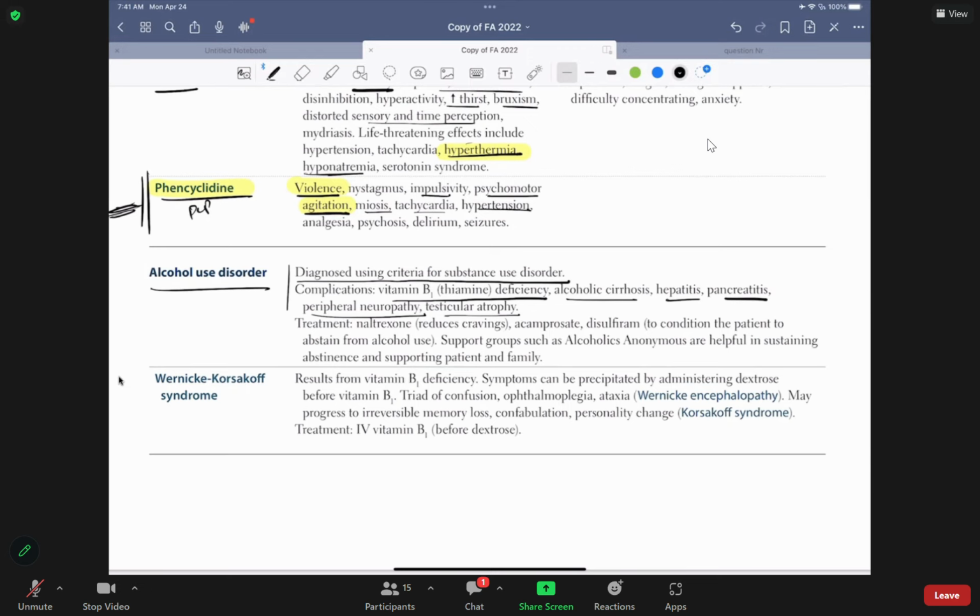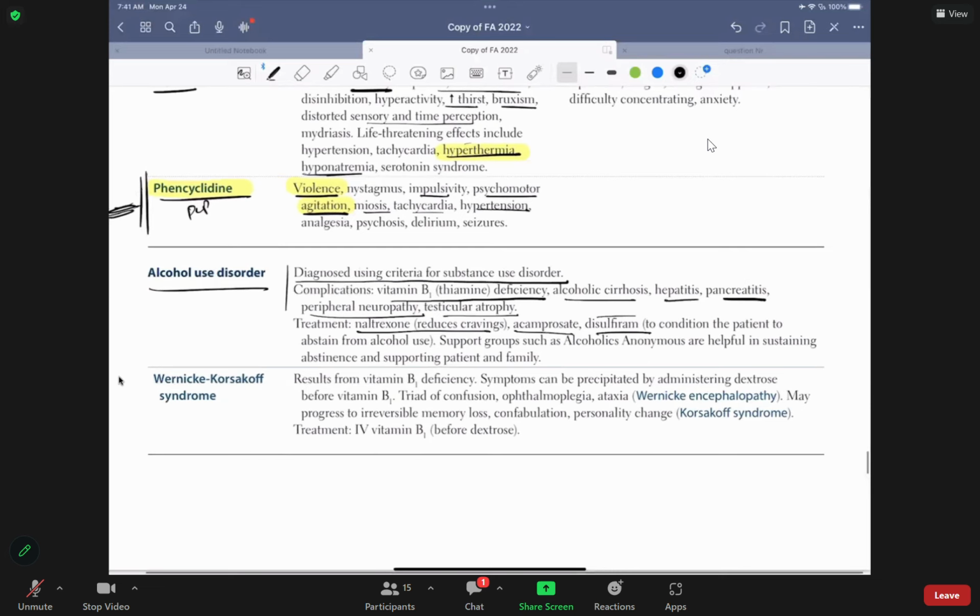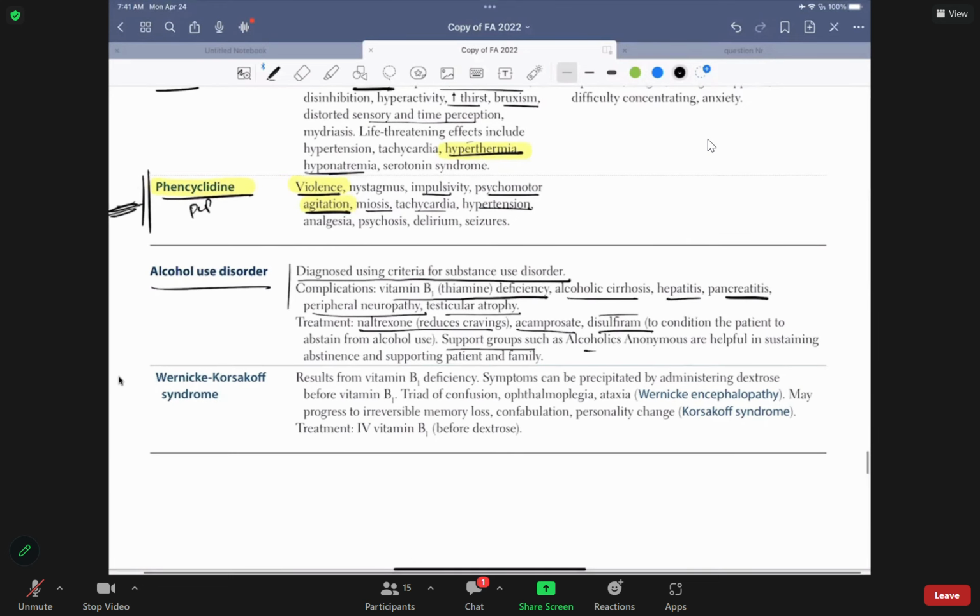Now, treatments to reduce the craving: you could take naltrexone or something with a disulfiram-like effect. You see, the disulfiram effect gives you pain. When you take that medication and you drink alcohol, you get all those hangover symptoms. A support group, the AA group, what they call Alcoholics Anonymous, is helpful in sustaining all these things.